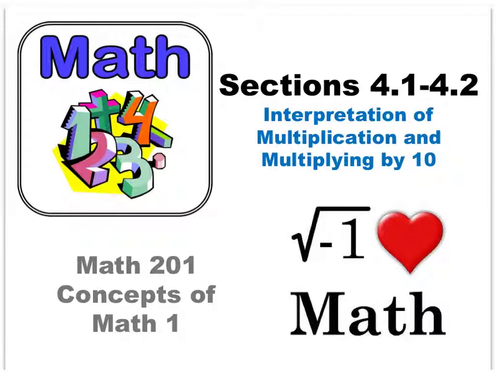In chapter 3 we started talking about addition and subtraction. In this chapter we're going to start talking about our next type of arithmetic, namely multiplication. In section 4.1 we're going to talk about what multiplication means, how we are going to interpret it, and how we are going to set it up. Section 4.2 is very short. We're going to talk about why multiplying by 10 is very easy, and then how to do it.